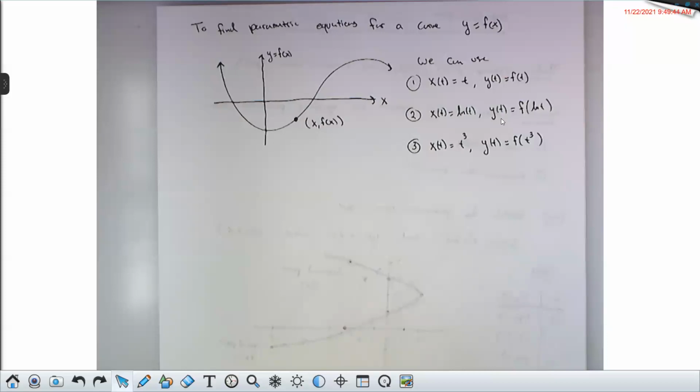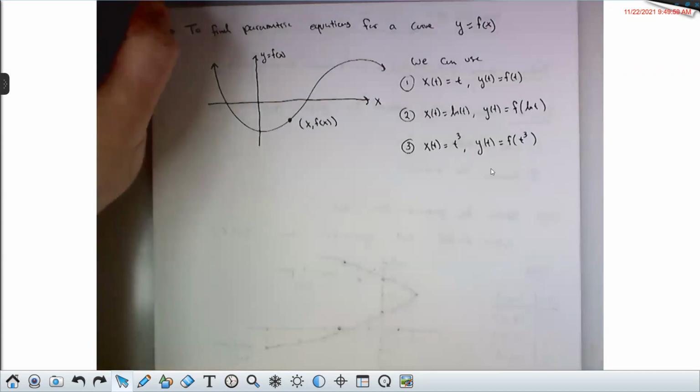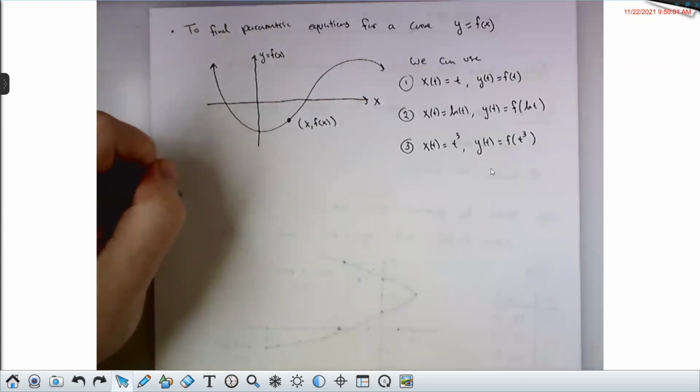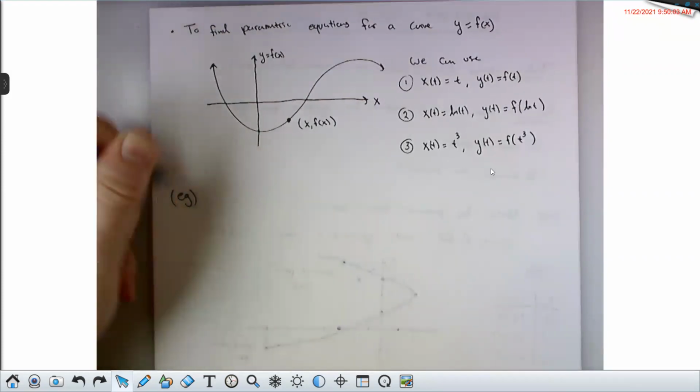And depending on the domain, you could get away with a non-surjective function for the x guy. It doesn't have to be an onto function. But this is the standard one, and there are, of course, other choices. So let me do an example here really quick, and then we're going to move on from 10.1.